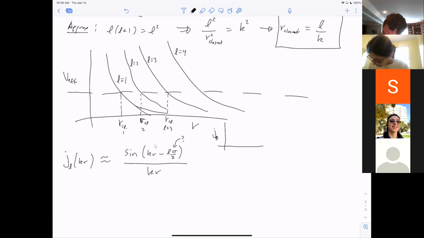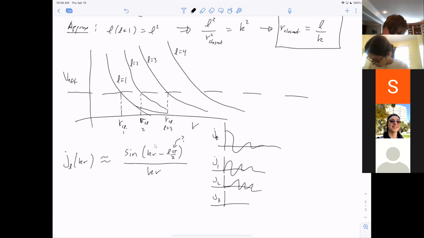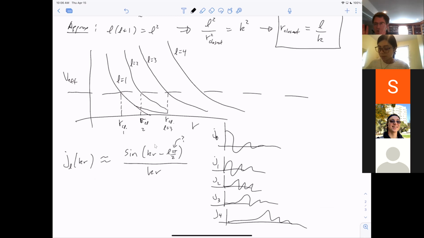And if I plot J sub 1, it looks like that. But if I plot J sub 2, it's going to look like that. And if I plot J sub 3, it's going to look like that. And if I plot J sub 4, see, the Bessel functions are getting pushed out as you give them more angular momentum.